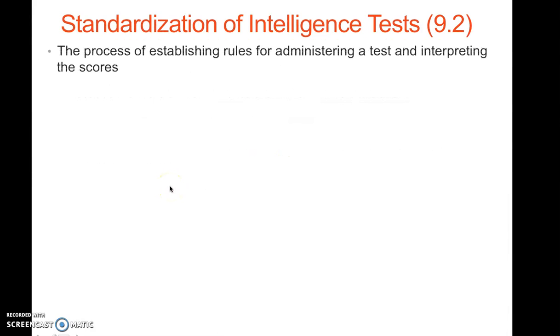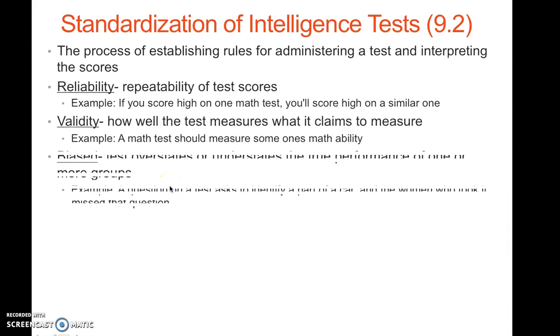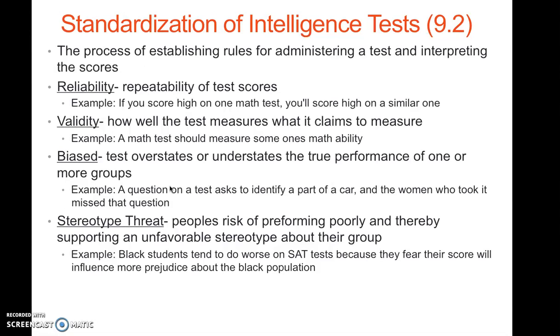So things like that. Standardization, so this is the process of establishing rules for administering a test. Reliability is repeatability of test scores, so if you score high on one math test, you'll score high on a similar one. Validity is how well a test measures what it claims to measure, so a math test should measure one's math ability.